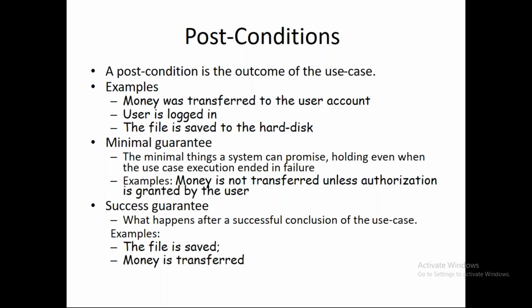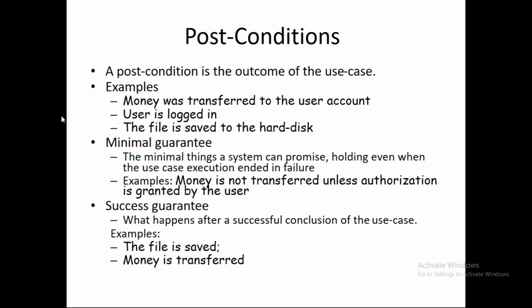There are some cases where you may not see the actual outcome. In that case, you may see the minimal guarantee case. What is the minimal guarantee case? The minimal things a system can promise, holding even when the use case execution ended in failure. So if you are trying to transfer the funds, that will be like money is not transferred unless authorization is granted by the user.